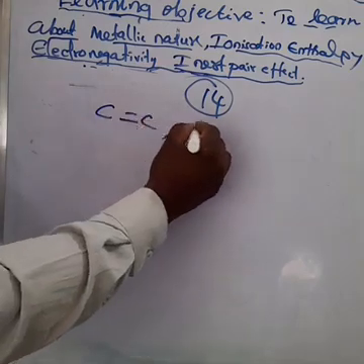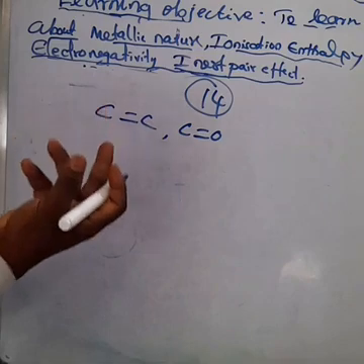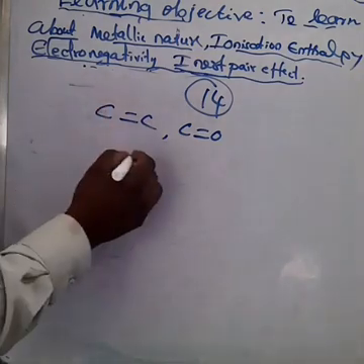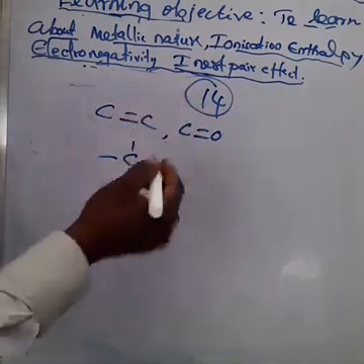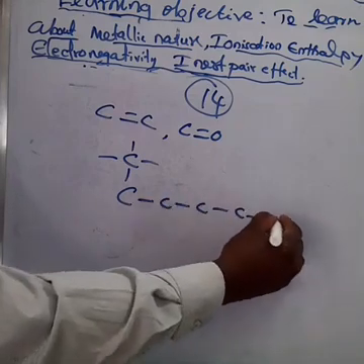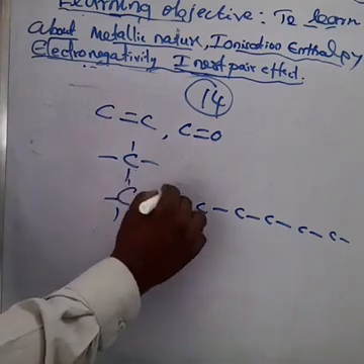Also, one more very important point: carbon has a great tendency to form chains of bonds, which we call catenation. Am I right? Carbon bonds with other carbon, which bonds with other carbon, like that, and we get a big chain compound.